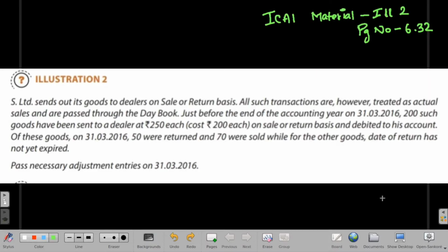The first important question says S Limited sends out its goods to dealers on sale or return basis. All such transactions are however treated as actual sales and are passed through the day book. Just before the end of the accounting year on 31/3/2016, 200 such goods have been sent to a dealer at 250 each, cost rupees 200 each, on sale or return basis and debited to his account. Of these goods, on 31/3/2016, 50 were returned and 70 were sold, while for the other goods, the date of return has not yet expired. Pass necessary journal entries or adjustment entries on 31/3/2016.